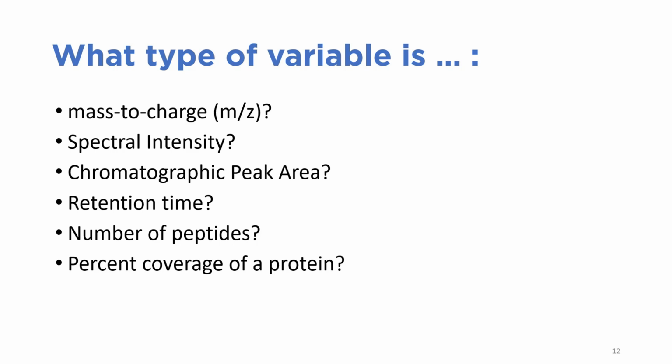Percent coverage of a protein. So you've got a sequence, you've got a protein and you've got 75% of that protein covered by your data. Is this continuous or discrete? Personally, I think it's a little tricky, but percentages are ratios, so you could put this in the continuous category. Protein score. This is more like ordinal data. This is scoring, so this would be discrete. And fold change is a ratio, so it is continuous.